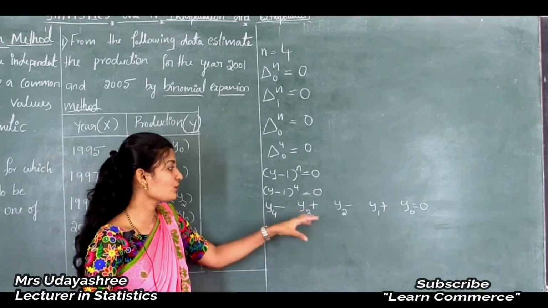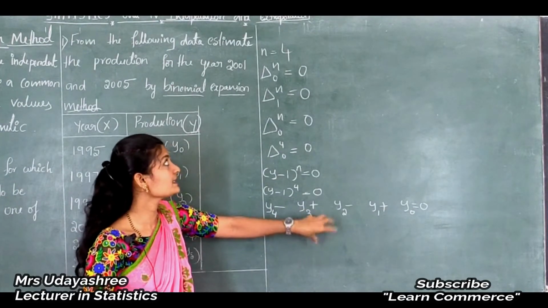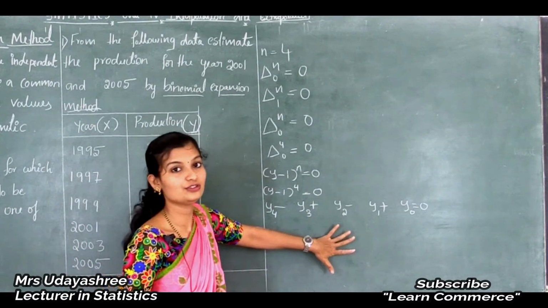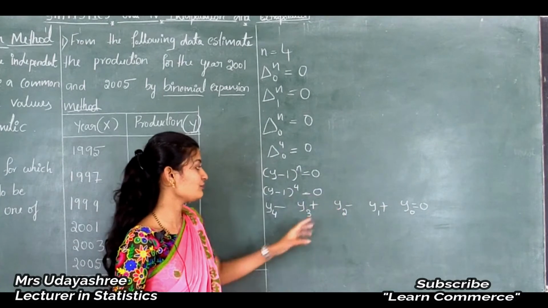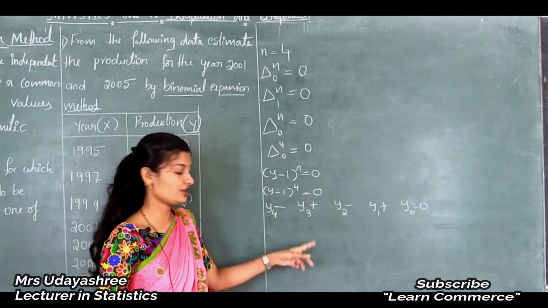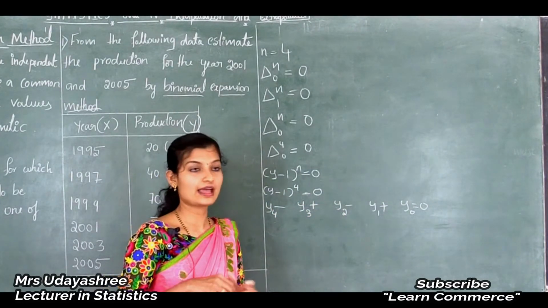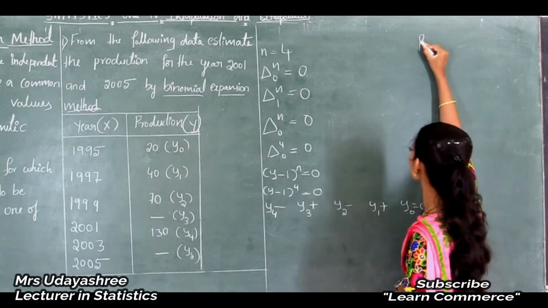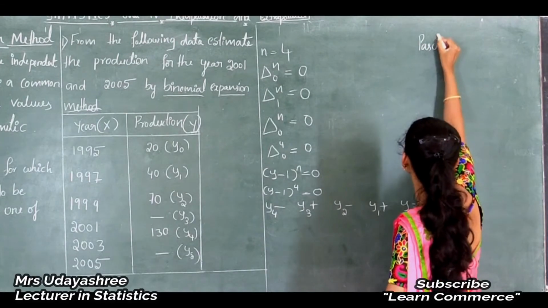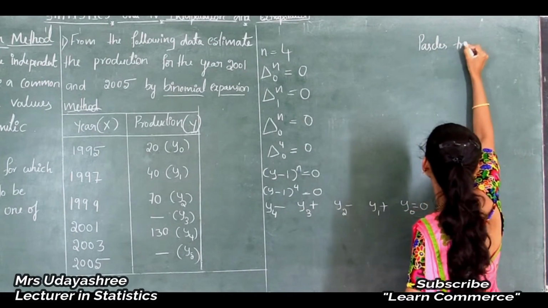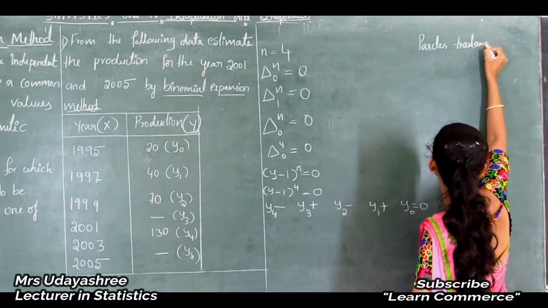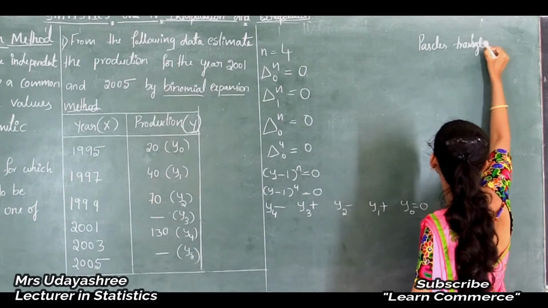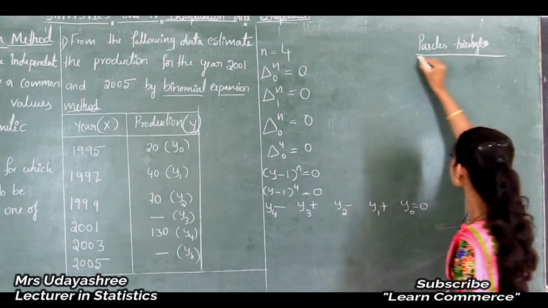Next we need to write coefficients for this. So how to put coefficients for this? To estimate interpolation and extrapolation, we need to put coefficients. To write the coefficients for this equation, I will use Pascal's triangle. So Pascal's triangle is like this. We already discussed it in first year.